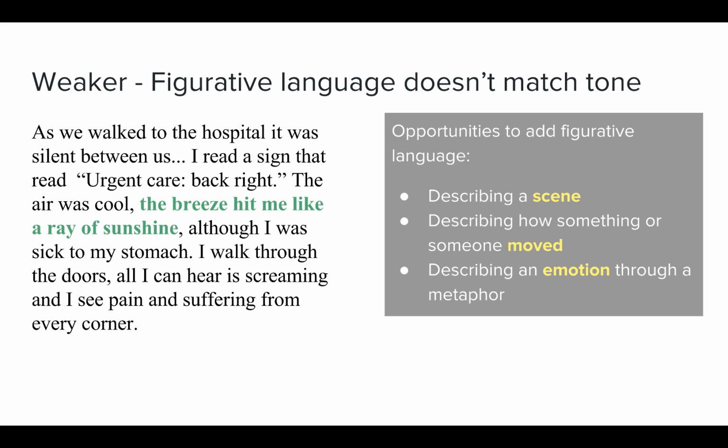The writer writes, "As we walked to the hospital, it was silent between us. I read a sign that read, 'Urgent care, back right.' The air was cool. The breeze hit me like a ray of sunshine, although I was sick to my stomach. I walk through the doors. All I can hear is screaming, and I see pain and suffering from every corner." I noticed right away that the tone of this passage was pretty depressing and uncomfortable, but a breeze hitting me like a ray of sunshine seemed pretty happy, so it seemed like there was a mismatch between the figurative language and the tone of the rest of the passage.